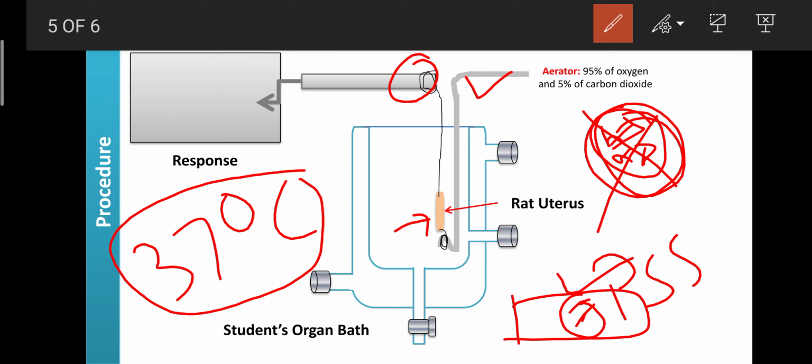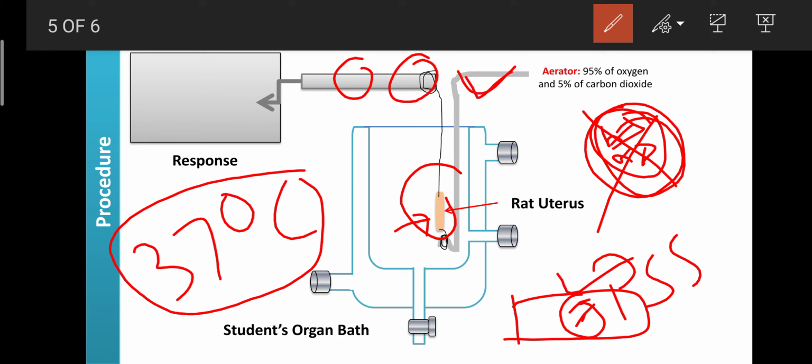In our lab, you do not have the digital one, you have a rotating drum, but in an advanced lab they have a computerized monitor, where we can bind with the transducer. This is the transducer. Then it is recorded on our monitors. So this is the rat uterus, and this is the oxygen tube.